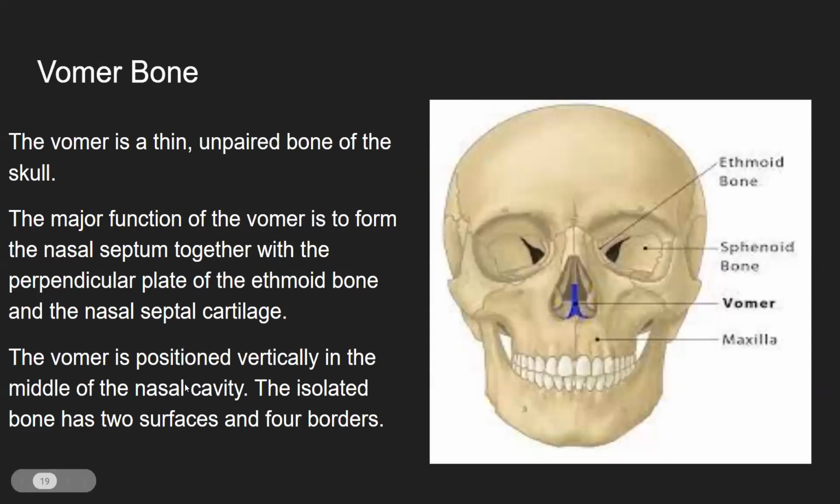Onto the vomer bone. The vomer bone is a thin, unpaired bone of the skull. The major function of this bone is to form the nasal septum together with the perpendicular plate of the ethmoid bone and the nasal septal cartilage. The vomer is positioned vertically in the middle of the nasal cavity. The isolated bone has two surfaces and four borders.